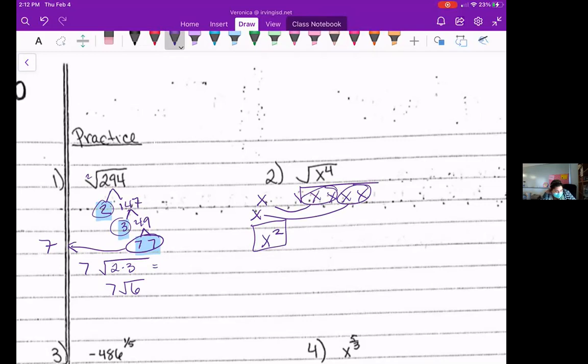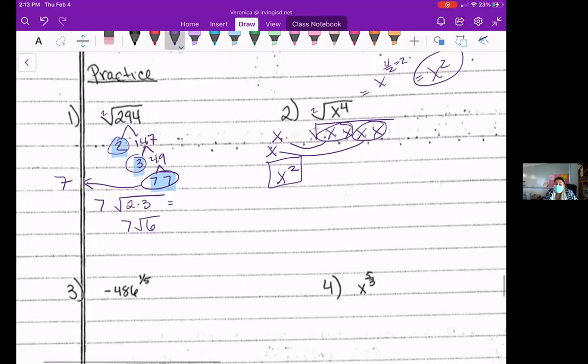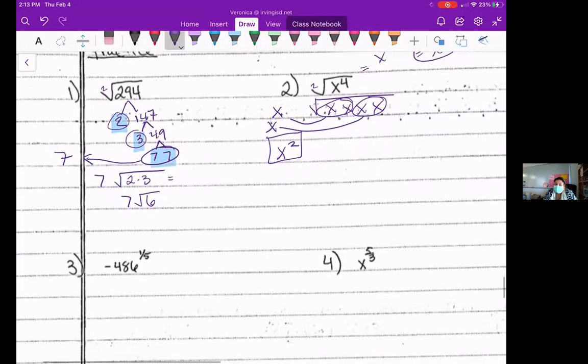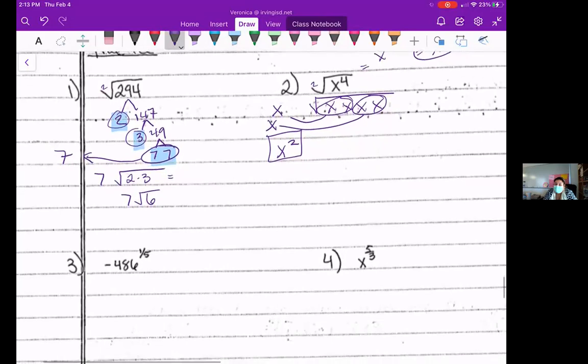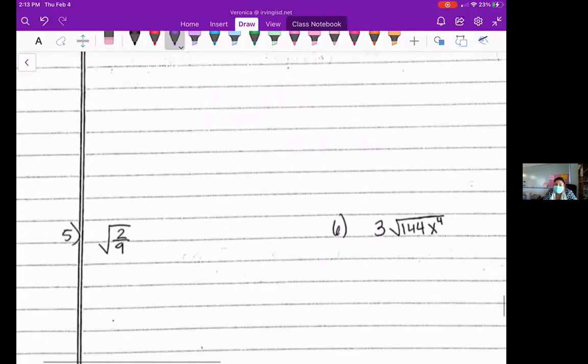Now, someone last period was like, oh, you could have just converted it back to a rational exponent and simplified. So, right, this could have been x to the power of 4 over 2, which is just 2, which is also x squared, which is the exact same thing we got here. Okay, so all of these are pretty much the same thing, some numbers, some with variables. There's only 4 more problems on that.